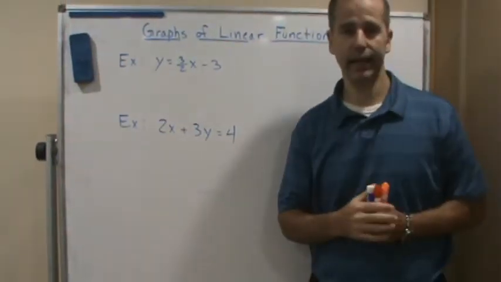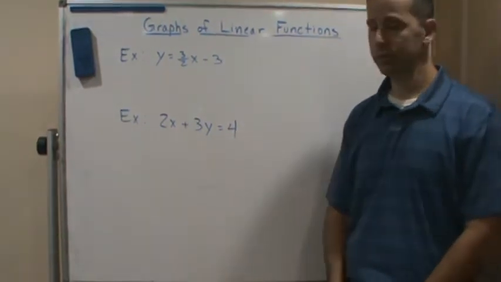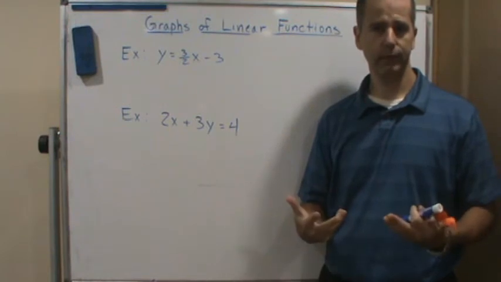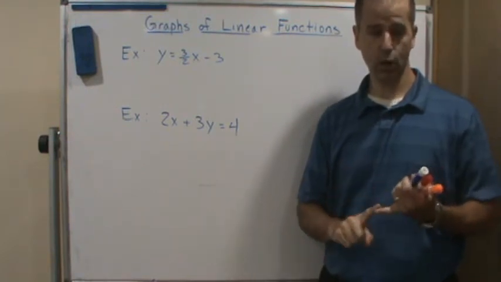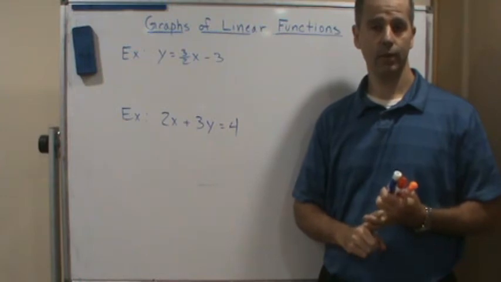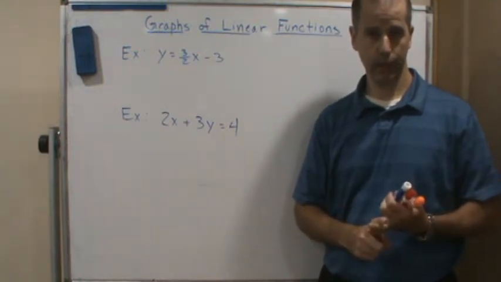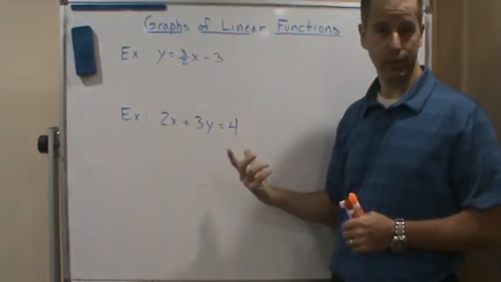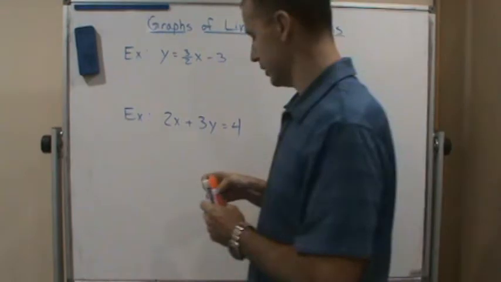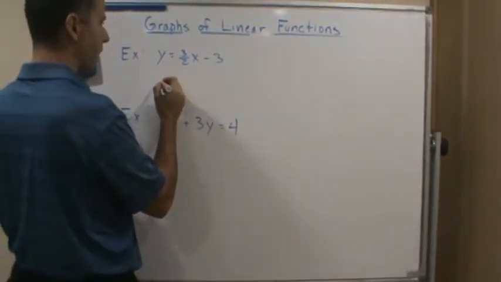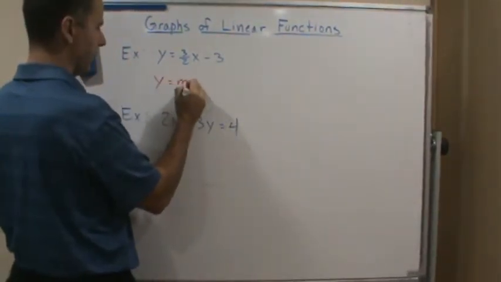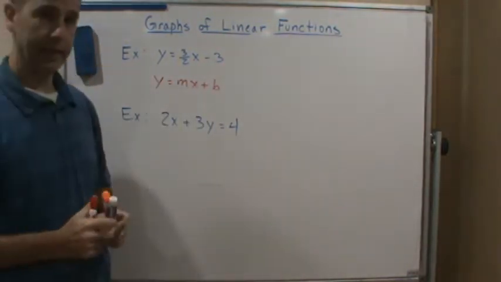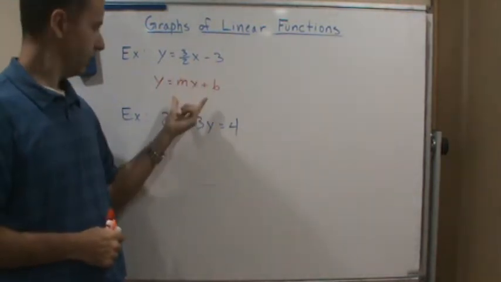Okay, welcome back. In this video, I'm going to give you two examples of equations of a line, and we're going to pick out the slope and the y-intercept of the line. Okay, so for the first one, notice that this is already in slope-intercept form. Again, the slope-intercept form is y equals mx plus b. So in this case, this is already in this form.